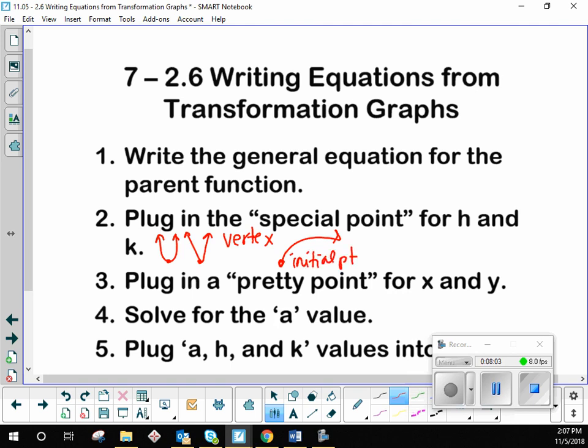And then cubics and cube root, that's not exactly what I'm going for there. Hold on, sorry. Cube root has this special point, and do you remember what we called that one? An inflection point, right? So for this step 2, when I say plug in the special point for h and k, it depends which shape you're looking at, but it's the vertex for those, the initial point for those, or the inflection point for the cubics.